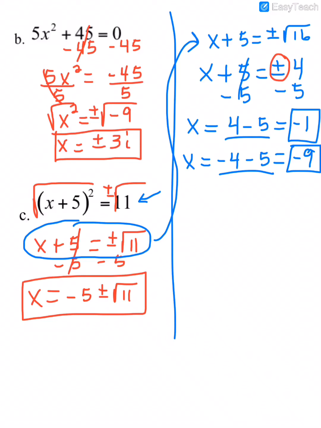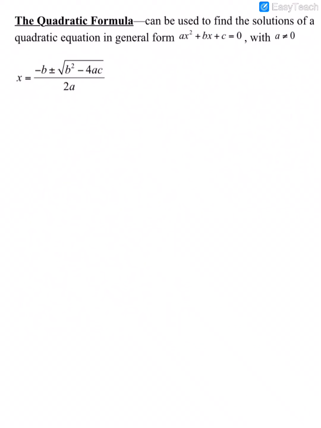So when we're solving quadratic equations, equations are not always factorable, and we can't always use the square root method. One method that we can always use is the quadratic formula. All right, so the quadratic formula is x is equal to negative b plus or minus the square root of b squared minus 4ac all over 2a.